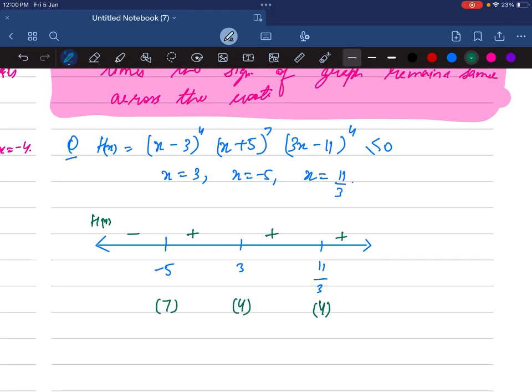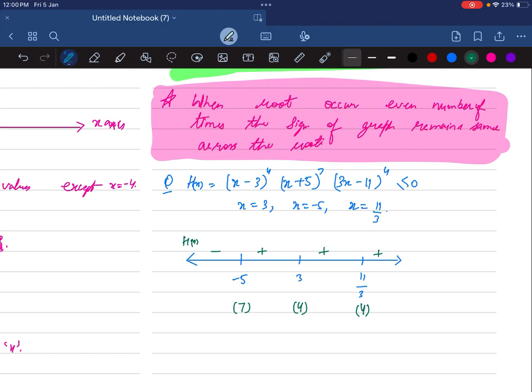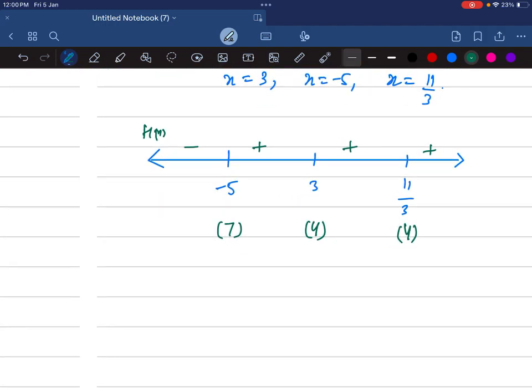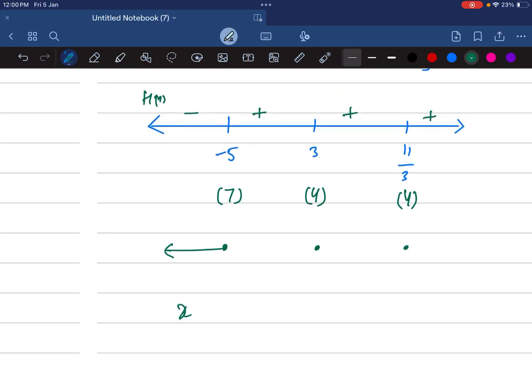But in this question, they have asked us when my graph is less than or equal to 0. So it is equal to 0 at these points, right? And less than 0 before this. So for what values of x is my graph less than or equal to 0? For the values of x between negative infinity and negative 5, union 3 to 11 by 3, right?